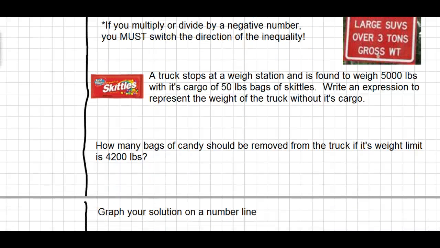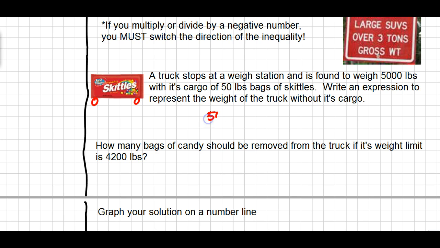Our example here for solving involves a skittle truck. A truck stops at a weigh station. Those are typically seen on the freeway or the highway, and is found to weigh 5,000 pounds. It has cargo of 50-pound bags of Skittles, which would certainly be a dream come true. Write an expression to represent the weight of the truck without its cargo. It's important for trucks hauling large loads that they are weighed properly so that they do not damage the roadway. So if the skittle truck weighs too much, it might be important for them to unload some of their product.